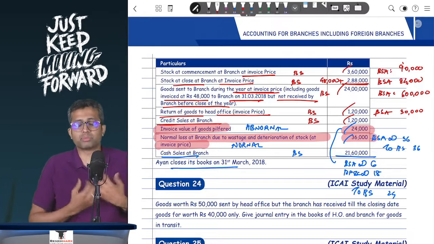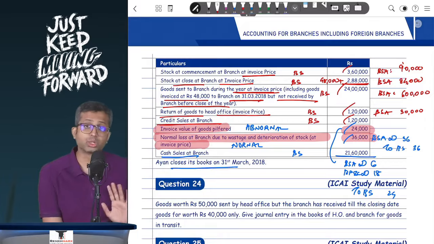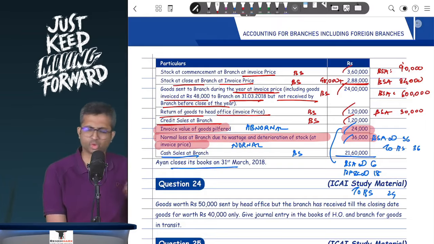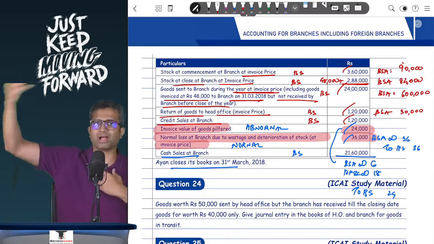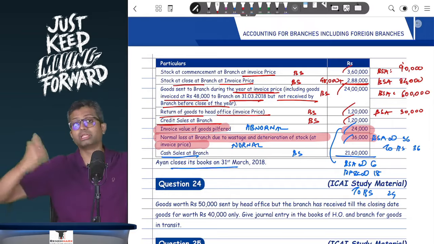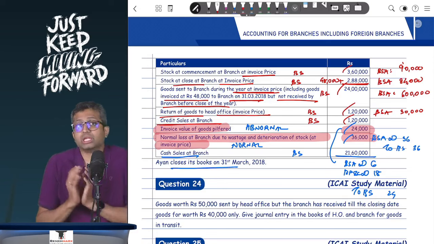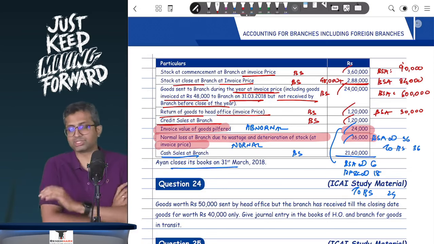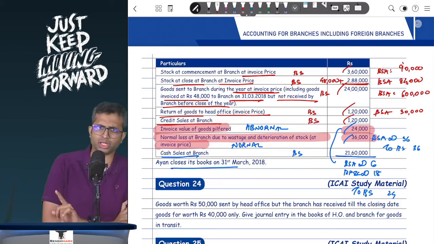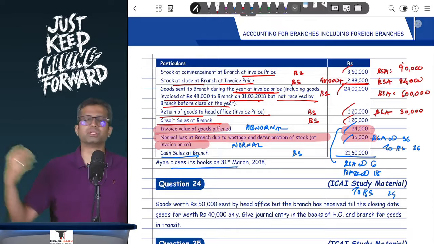So the branch must have passed the entry goods received from HO 40,000 to HO 40,000. Now, as a matter of fact, HO has already recorded the remaining 10,000. Branch has not, and hence in the books of the head office, branch appears as a debtor for 50,000. In the books of the branch, the head office appears as the creditor at only 40,000. So in the books of the branch, where the 10,000 entry is yet to be passed, you will pass the entry goods in transit account debit 10,000 to head office 10,000. Thereby, the head office will become 50,000 at both places.